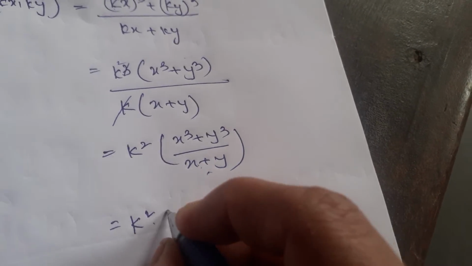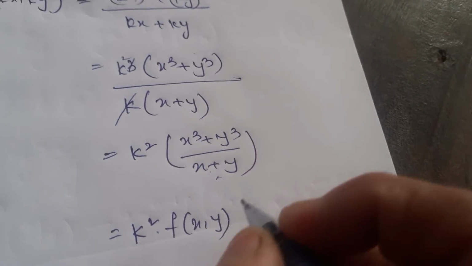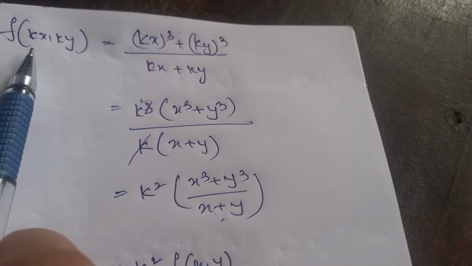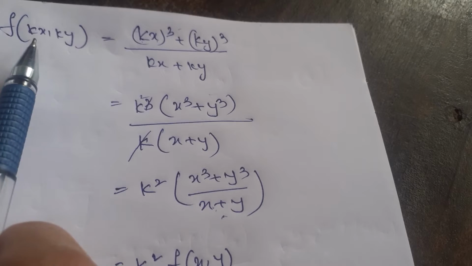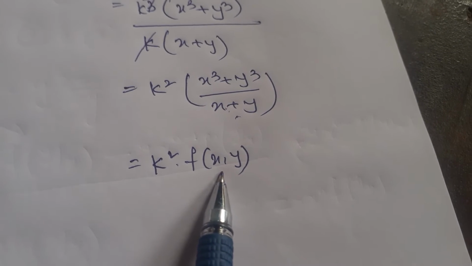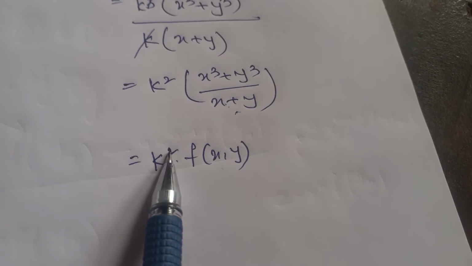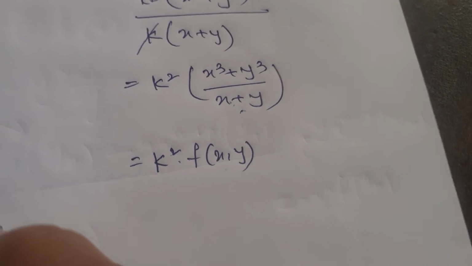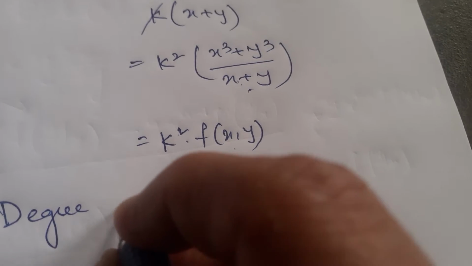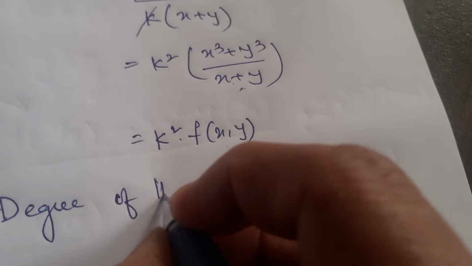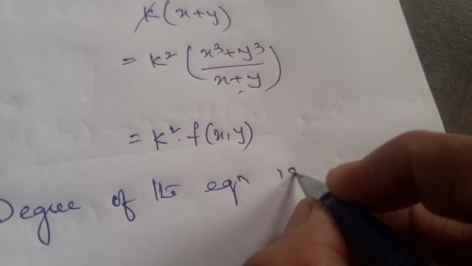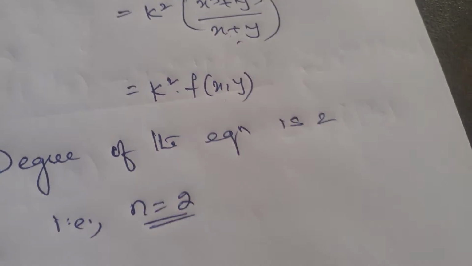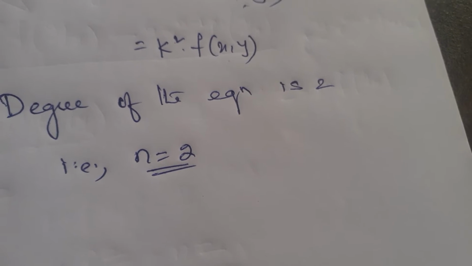So that is our original function, f(kx, ky) equals k square f(x, y). So this is our homogeneous function. Whenever we substitute kx and ky in place of x and y, we get our original function with k to some power. This power is called the degree of the equation. Therefore, the degree of the equation is 2, that is n equals 2.